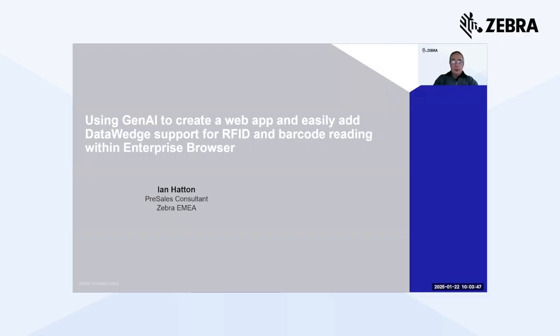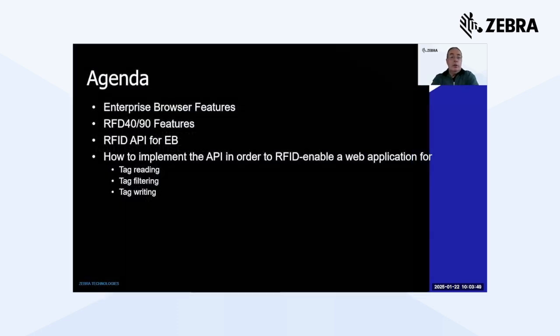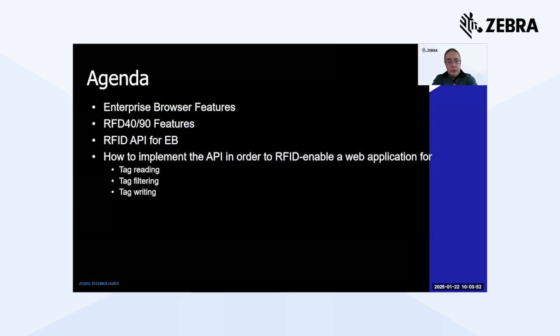So we're going to look at the agenda quickly. We look very briefly at Enterprise Browser features for those who are not familiar with it. We're going to look at our latest mobile RFID readers, the RFD40 and 90, in terms of the hardware. We're then going to focus on the API we have available in Enterprise Browser for RFID reading, and we'll look at how to implement the API in a couple of different ways, as I'll explain as we go through the presentation. It includes a live demonstration as well, which, with fingers crossed, hopefully will show you how it works.